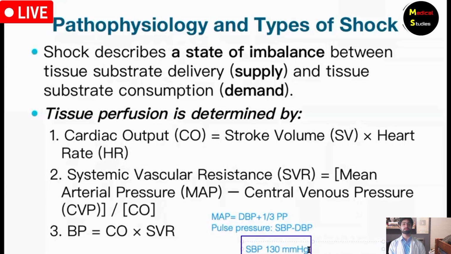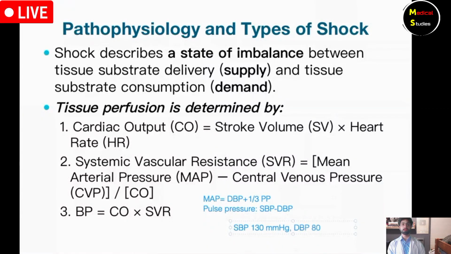Let's see here: if a person's systolic blood pressure is 130, and it is measured in millimeters of mercury.